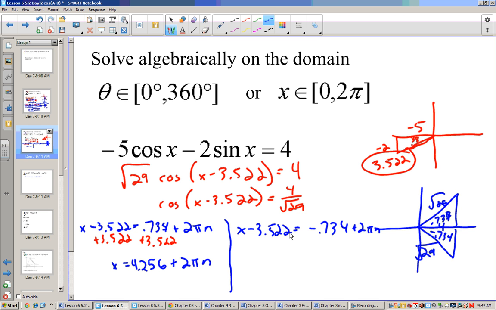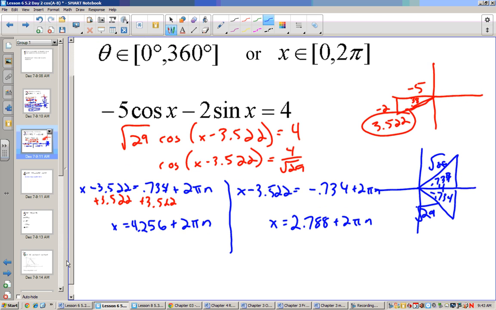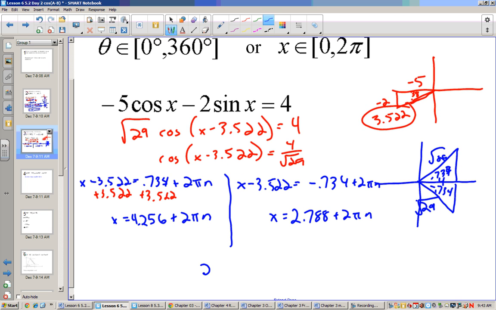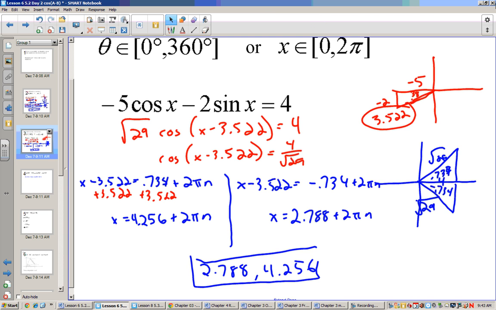And now if I take negative 0.734 plus 3.522, I'm going to get 2.788. So x equals 2.788 plus 2 pi n. Now this one's easier because both of those values are within 0 and 2 pi. So our specific solutions are already there. All right, hopefully that makes sense on how to solve those equations.